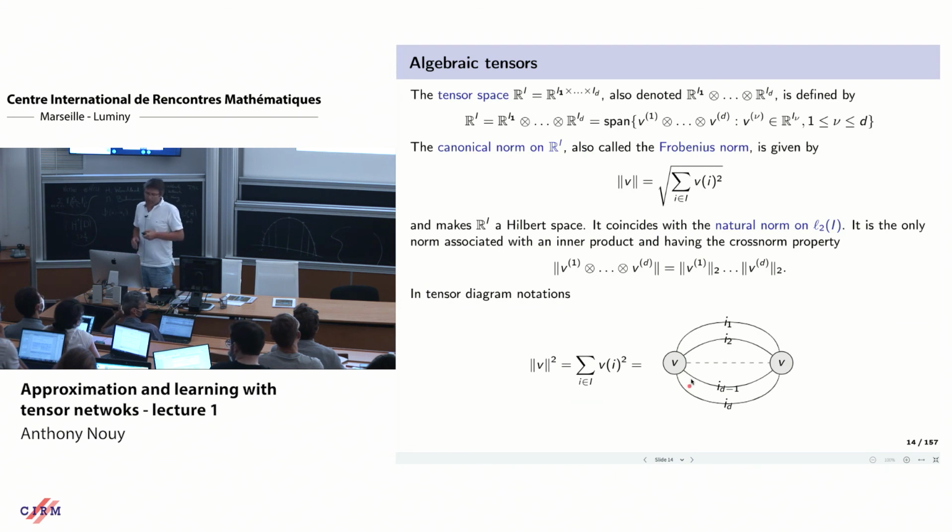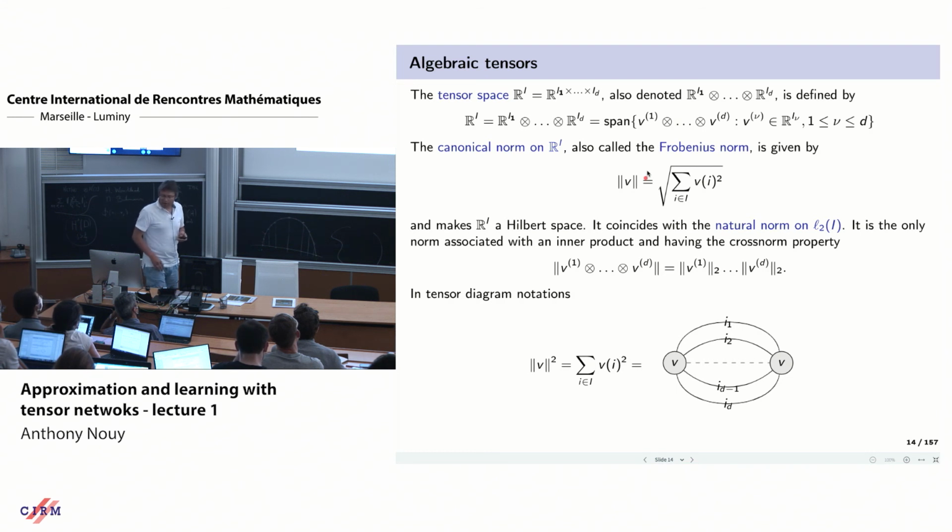Okay, so now we will denote a tensor space R^I, the set of all tensors I have presented previously. We also denote it like this, so it's a tensor product of vector spaces, and it is defined as the linear span of elementary tensor products. All possible linear combinations of these elementary objects that I have defined before.